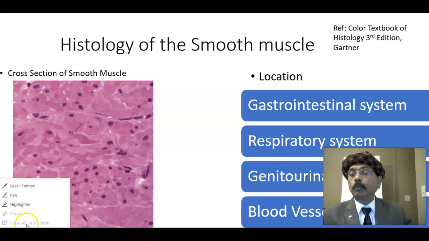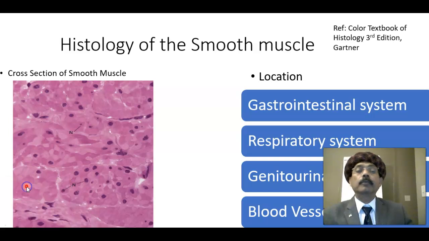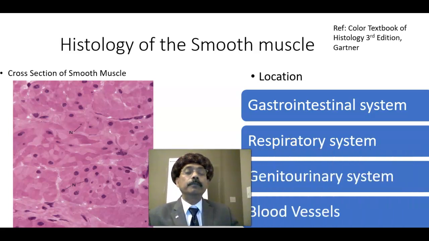Now we'll go to the location of the smooth muscle. Smooth muscles are present in the wall of the intestine, in the respiratory system, for example in the posterior part of the trachea, where we get the trachealis muscle. In the bronchus, we get the bronchial smooth muscle. In the genitourinary system, they are in the wall of the ureter and urinary bladder, and we also get smooth muscles in the tunica media of the blood vessel.